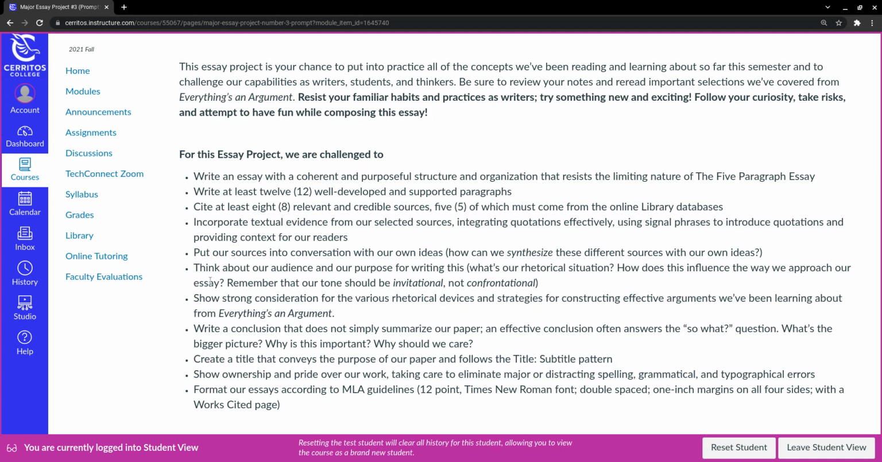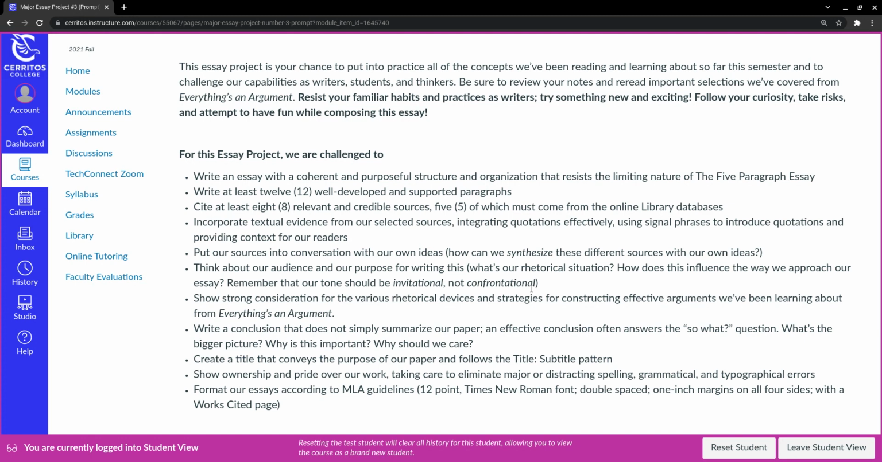We're challenged to think about our audience and our purpose for writing this. What's our rhetorical situation? How does this influence the way we approach our essay? Remember that our tone should be invitational, not confrontational. So we want to keep our audience in mind. Who are our readers? What are the expectations of these various readers or members of our audience? What do they need to know? What do we need to make sure that we are doing in our writing so that their expectations are met? What is our purpose for this essay project? What are we trying to accomplish? All of these things we need to take into consideration.